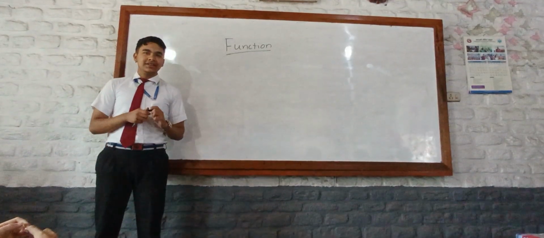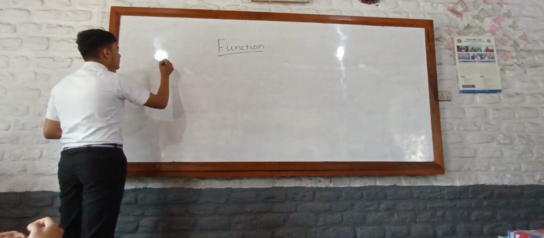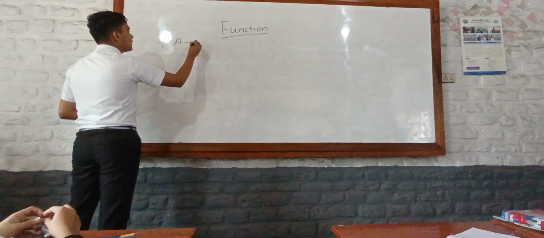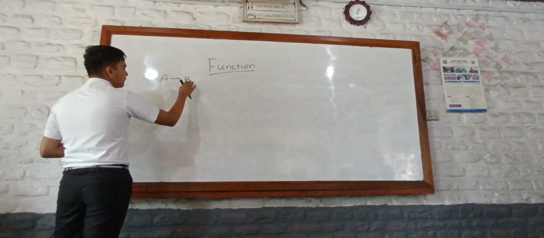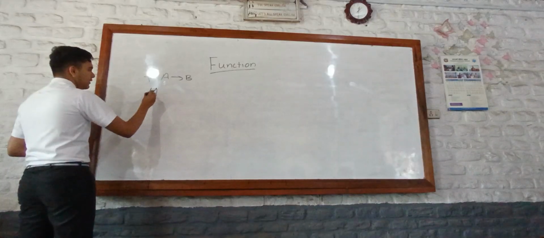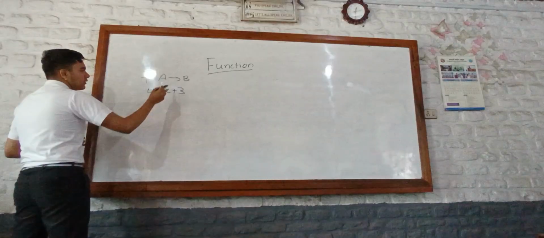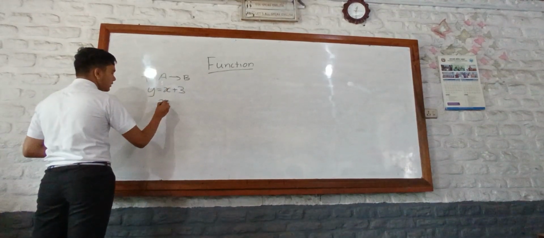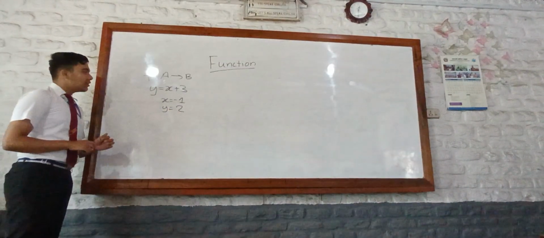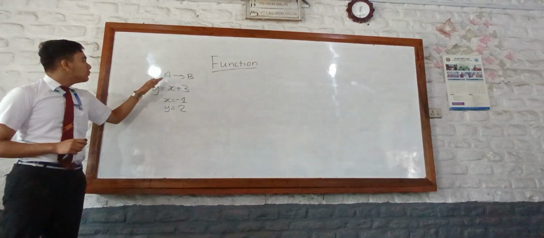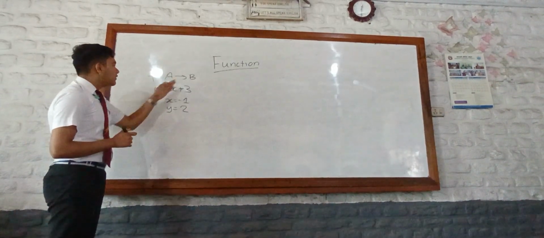If we define f as any function from set A to B, then it just works like a machine. We give input from A and we will receive output from B, like let y equals x plus 3, any function. Then let x be -1, then we will get y as 2. So for any input given in A, we will get a unique element from B.